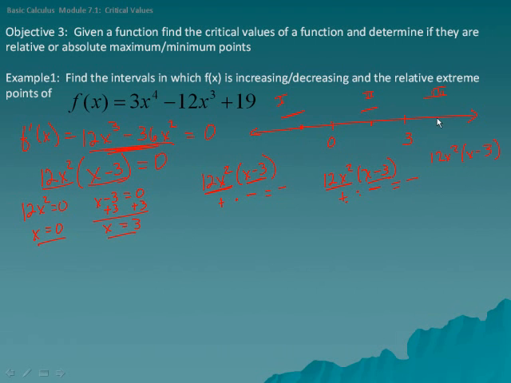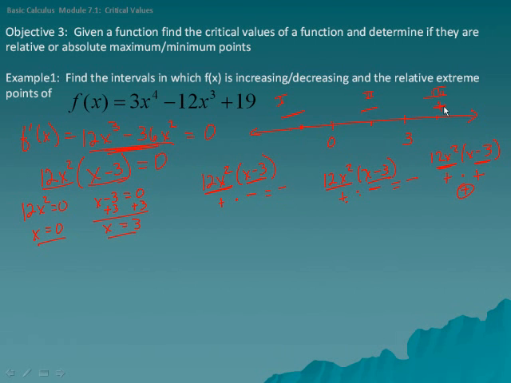And last, pick a value like 4. 4 would be a good number to represent region number 3. If I put 4 in here, that's a positive value. If I put 4 in here, that's a positive value. And so a positive times a positive will give me a positive net. And so this will be positive.